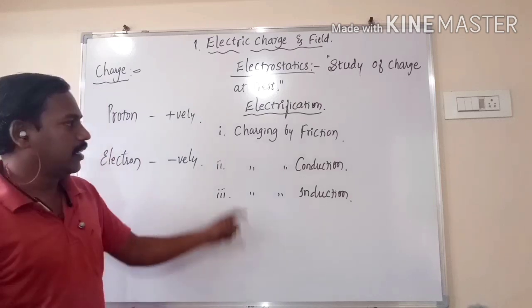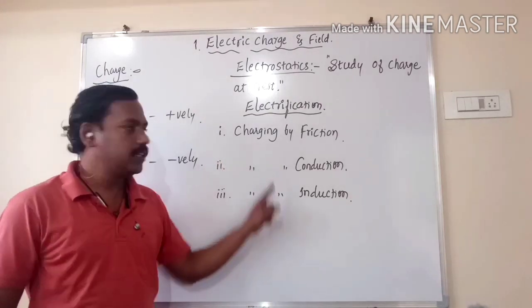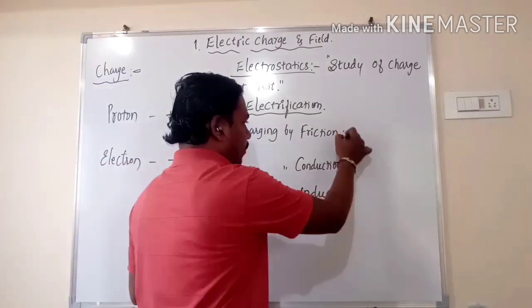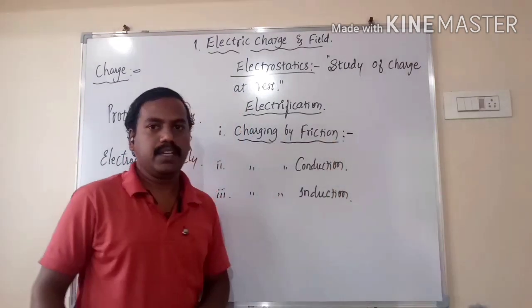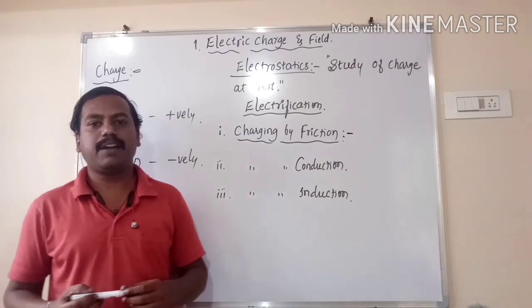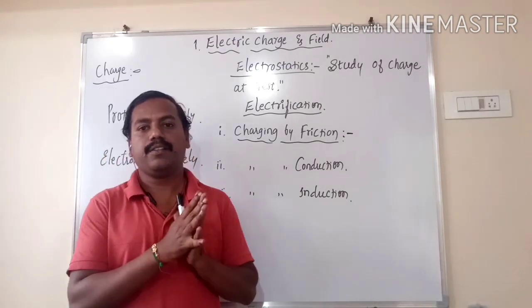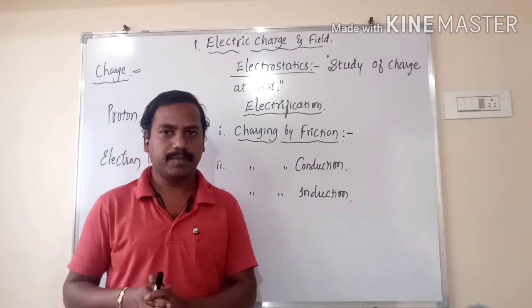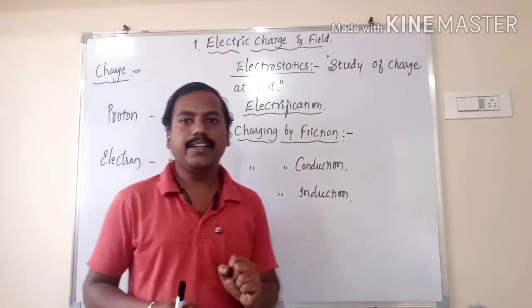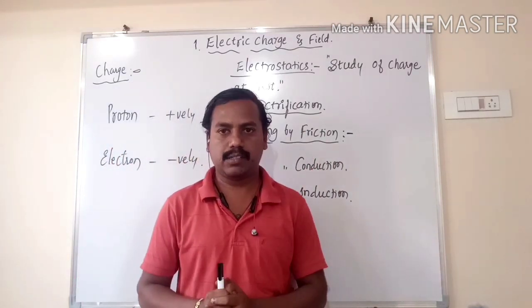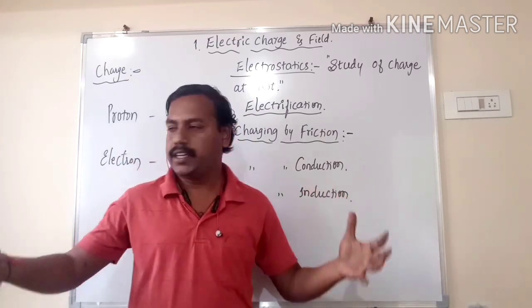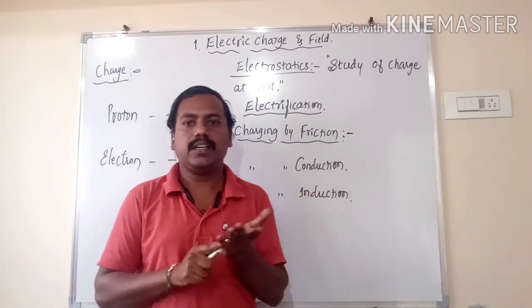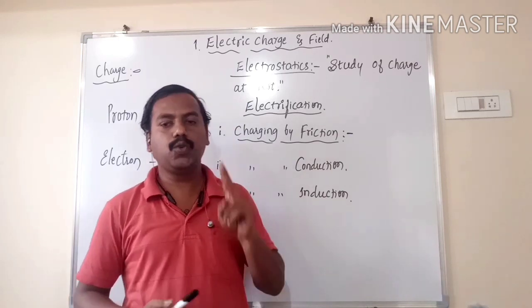So now let me explain one by one. Let's go with the first one now: charging by friction. Then what do you mean by charging by friction? How can I charge a body with the help of friction? In this one, we need to take two suitable objects. We can't take just any two objects and rub them to get a charge. No, we have to take two suitable objects.